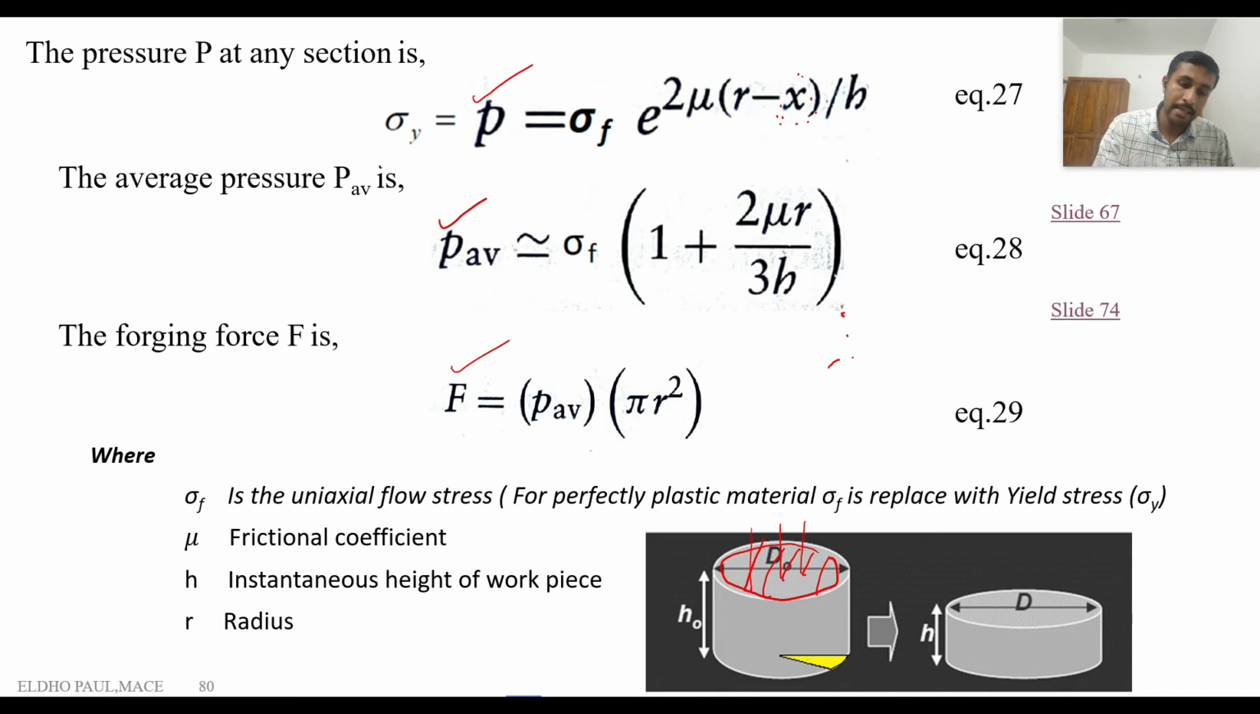And here the H is the instantaneous height, and this sigma F is the flow stress of the material. If the material is a perfectly plastic material, instead of sigma F we use sigma Y, the yield strength of the material. But if the material is a strain hardened material, we use the flow stress of the material in this equation.